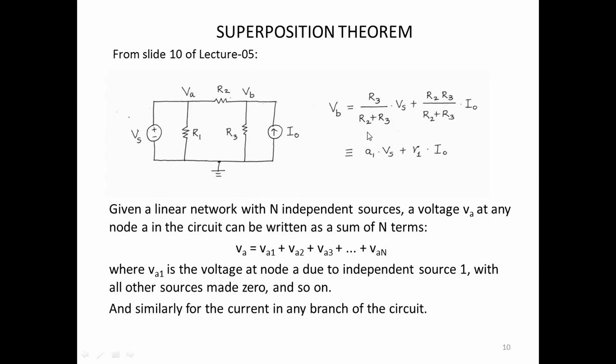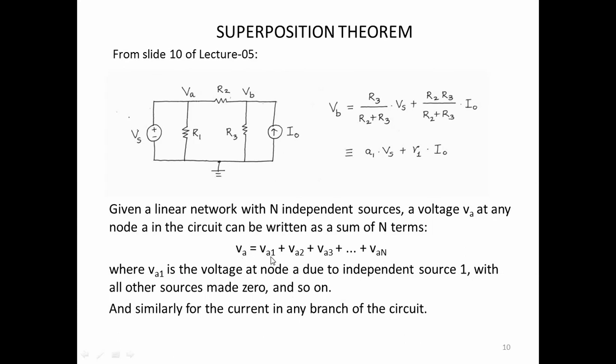Okay, so with this kind of simple circuit to look at, we state the superposition theorem. Superposition theorem states that given a linear network with n independent sources, so these sources can be current sources or voltage sources, a voltage VA at any node A in the circuit can be written as a sum of n terms. Let us say VA1, VA2, VA3 up to VAN, where each of these terms is the voltage at that same node A due to independent source 1, with all the other sources made 0.